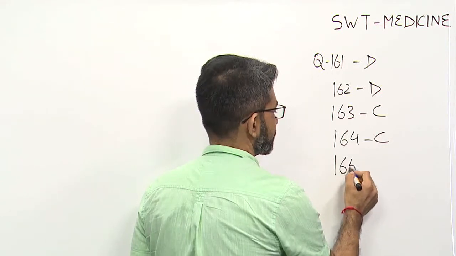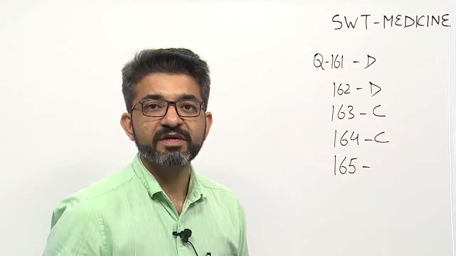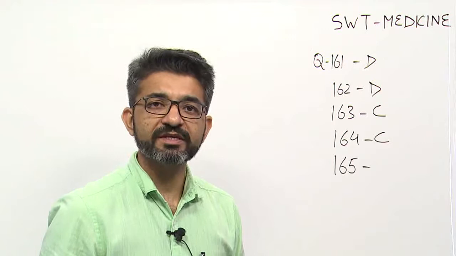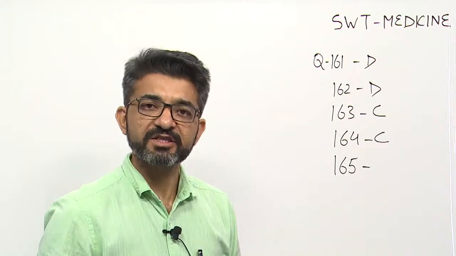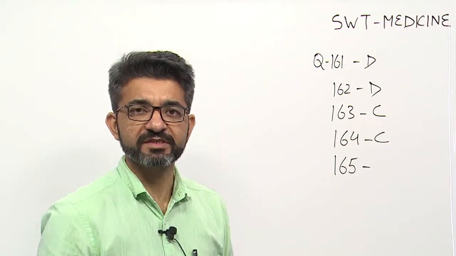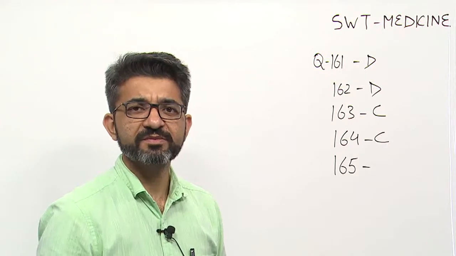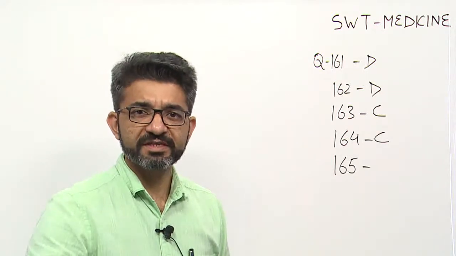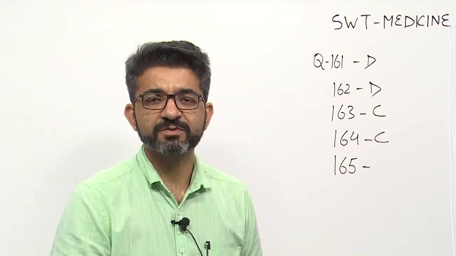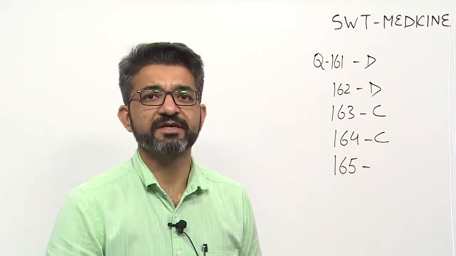Question number 165. Wheezing in asthma occurs. See, wheezing is a phenomenon that usually occurs in expiration. However, as asthma progresses, if it is only an occasional asthmatic episode, wheezing may be present in expiration, but from the students' perspective for examination, wheezing is present both in inspiration and in expiration.